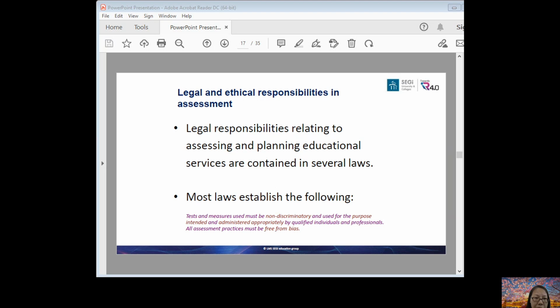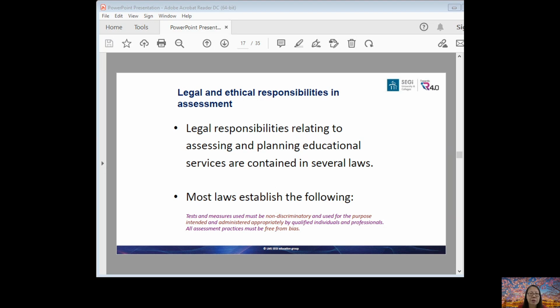And administer appropriately by qualified individuals. The purpose intended is to find out first what happened and why she's doing that, and after you know the reason, your aim is to get appropriate help. Usually it will be the professionals.